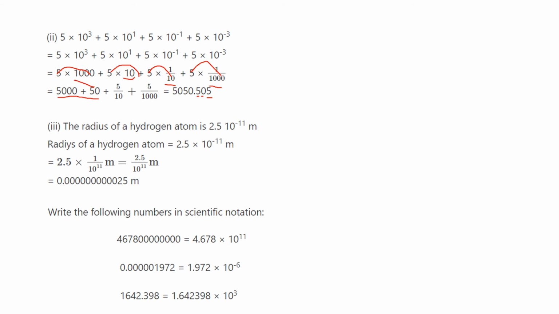Next, so 5050.505. The radius of a hydrogen atom is 2.5 into 10 to the power minus 11. So we can write it as the radius of a hydrogen atom, 2.5 into 1 by 10 to the power 11.